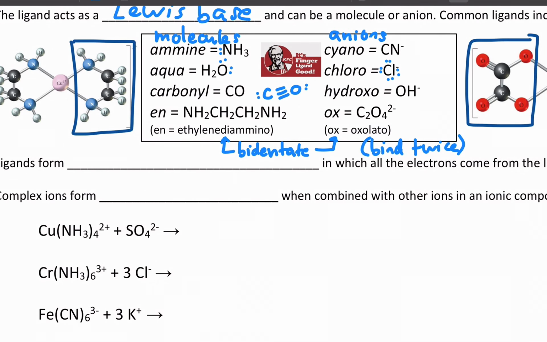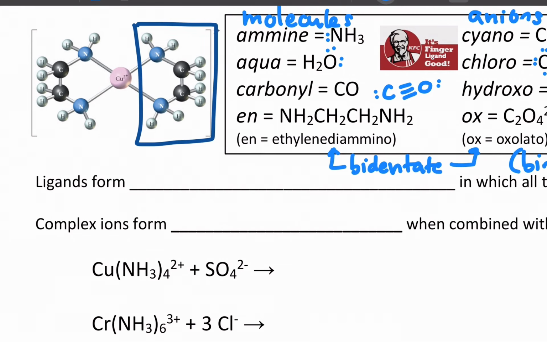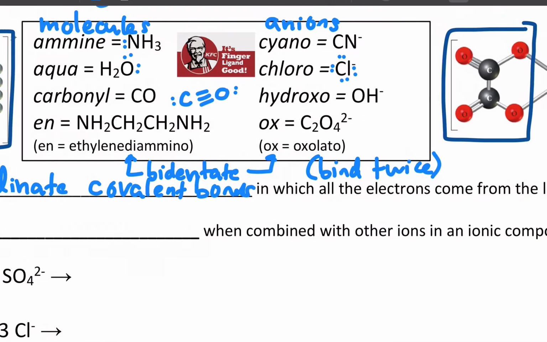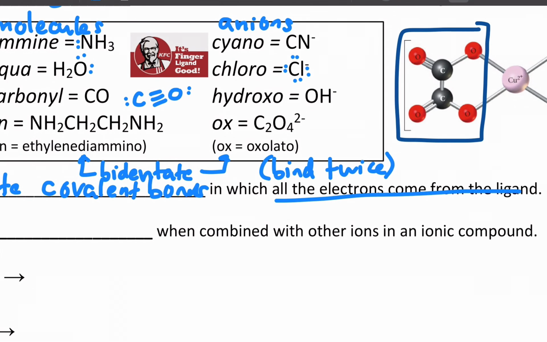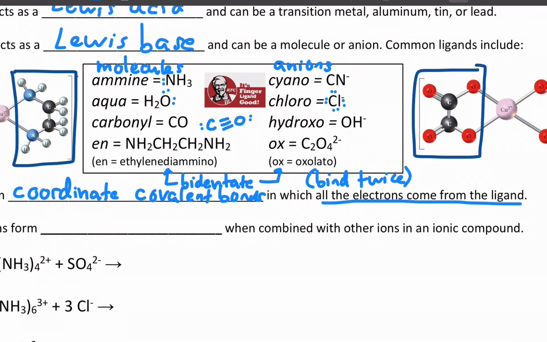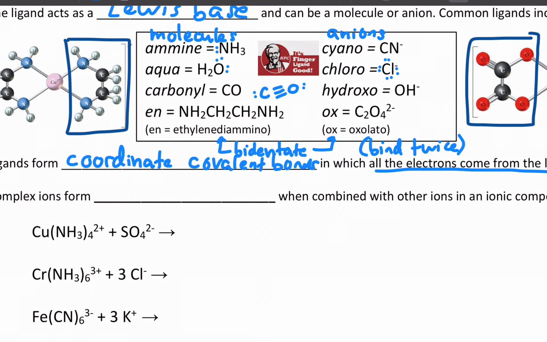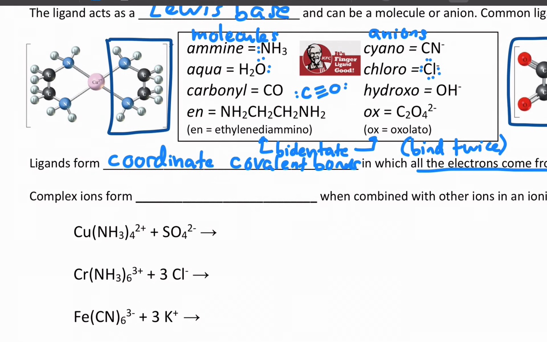So more terminology. Ligands form what are called coordinate covalent bonds in which all the electrons come from the ligand. So it's a shared pair of electrons, but the metal didn't donate anything. All the electrons came from the ligand itself.